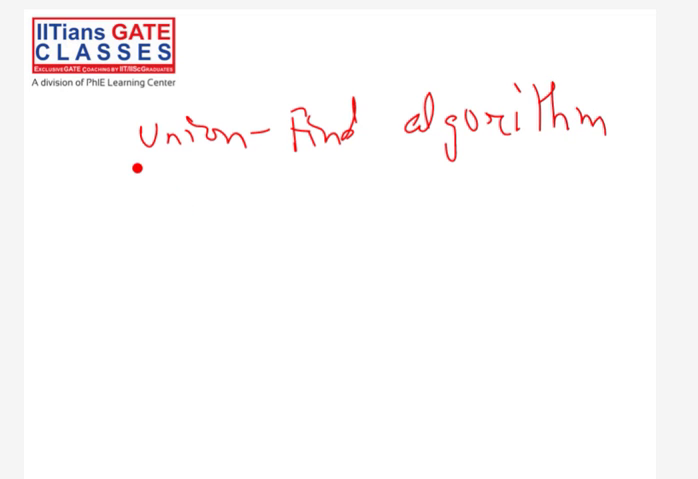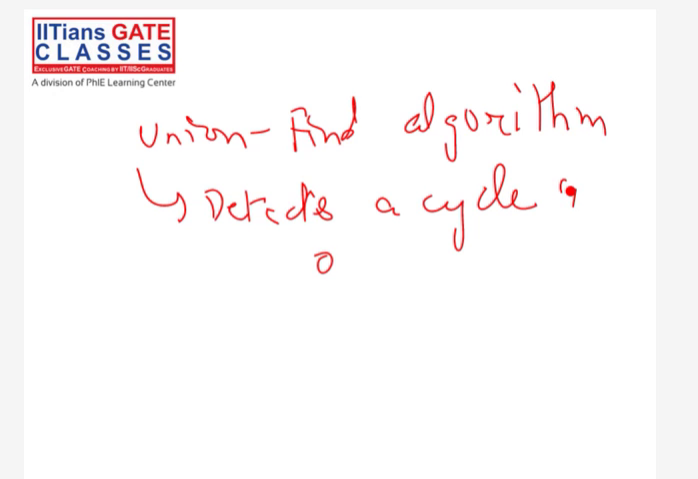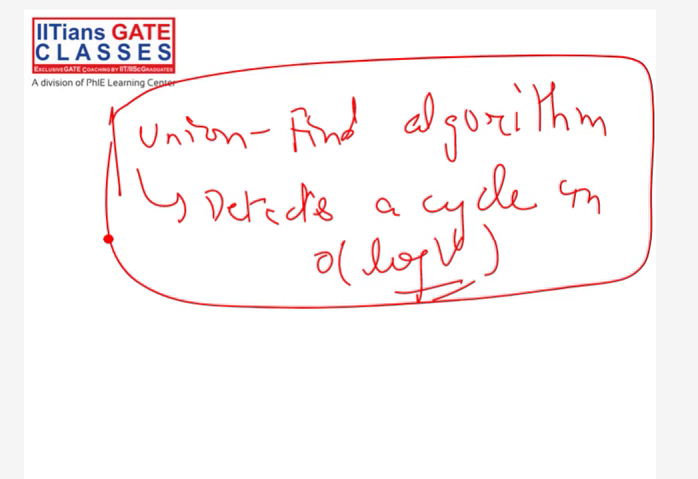There is an algorithm known as union and find. I think it is known as find and union. Union find algorithm. So this detects a cycle in order log V time. If you use this algorithm to detect a cycle, this will be done in order log V time.